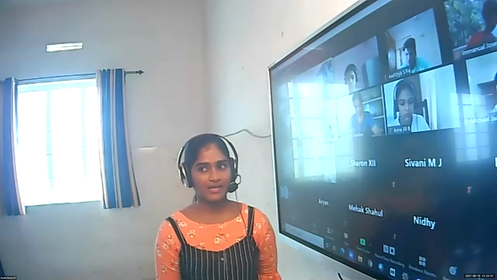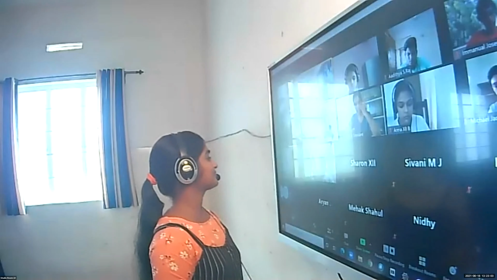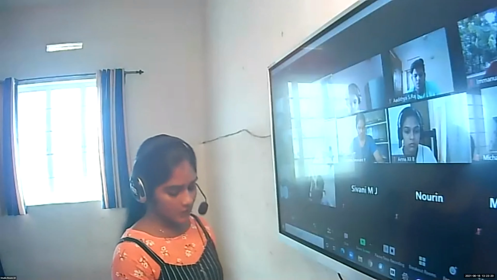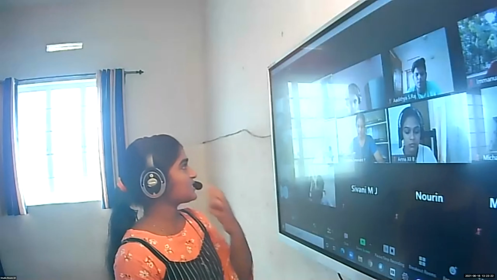Nernst equation for the Daniell cell. E cell equals E° cell minus 0.059 by 2 log of Zn2+ by Cu2+. Okay, concentration of Zn2+ by concentration of Cu2+, right? What do you mean by this E° cell?